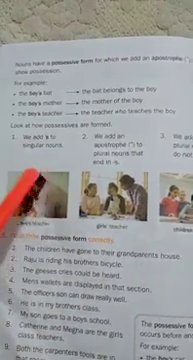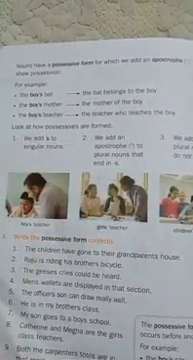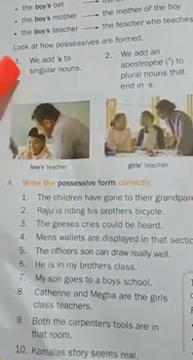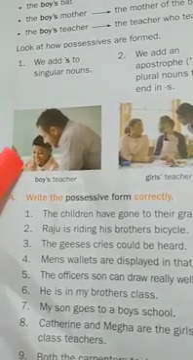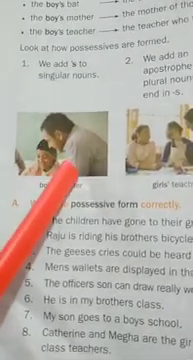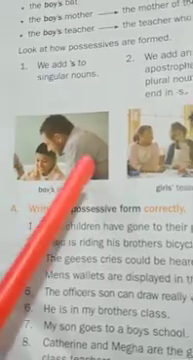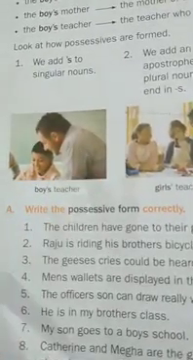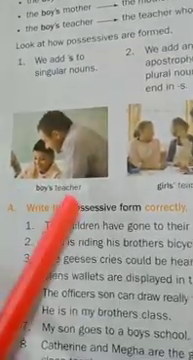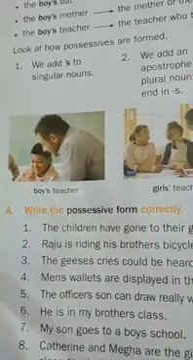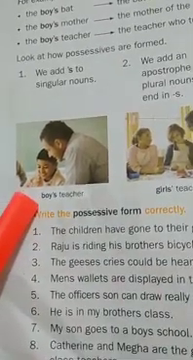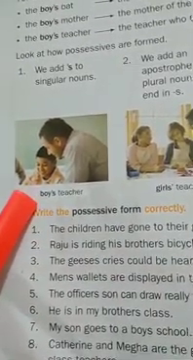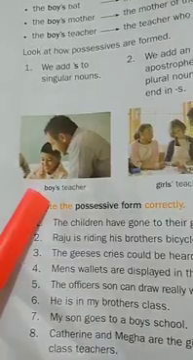Look at one more example. See here. We add apostrophe s to singular nouns. Means, see here, in this picture you can see here is one boy and one man. That man is his teacher. So we can write here like this, boy's teacher. Okay. After the word boy, we use an apostrophe mark and then s. Okay.